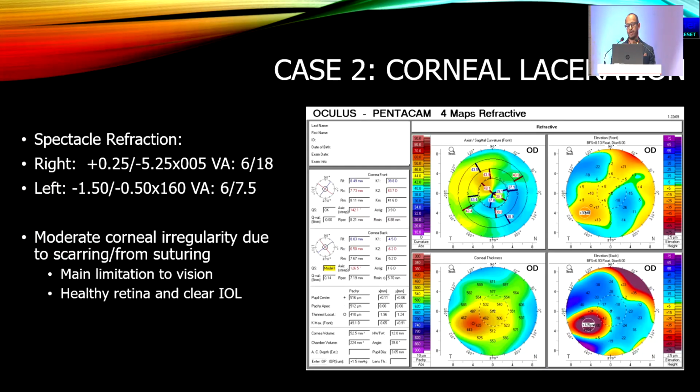So clinically here we can see from his refraction, his left eye, the good eye, corrects very well with a small amount of myopia, but the right eye, despite a high level of astigmatic correction, was poor vision at only 6/18. And as you can see from his corneal tomography, he's got a lot of irregularity in his cornea. This is a moderate amount of irregularity. So the main issue here was the irregularity once again.